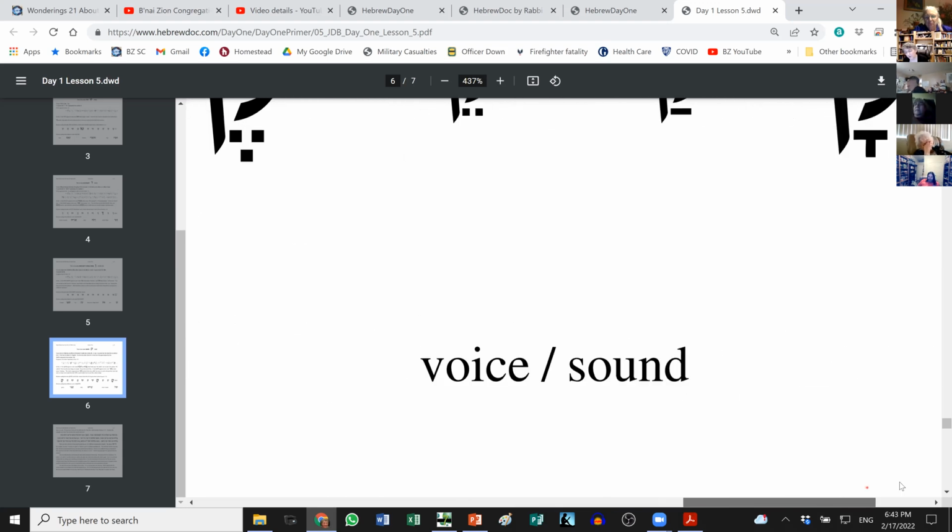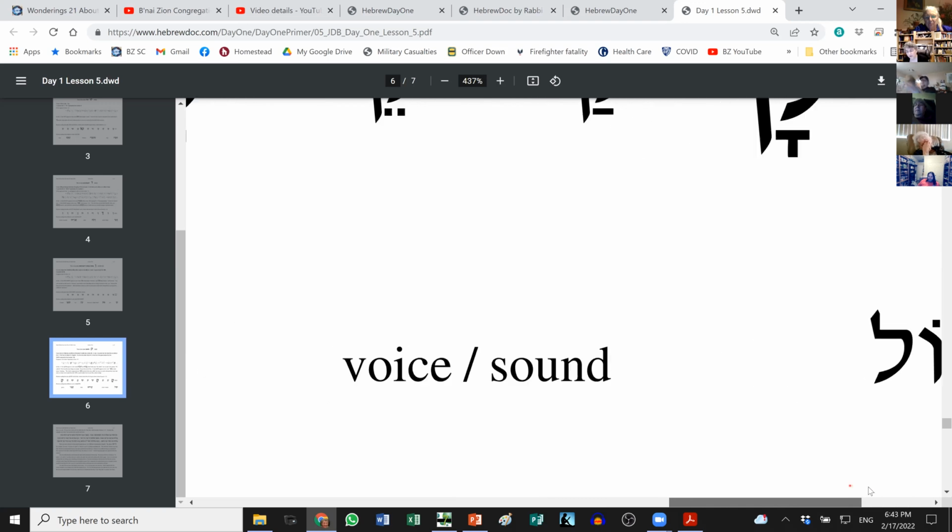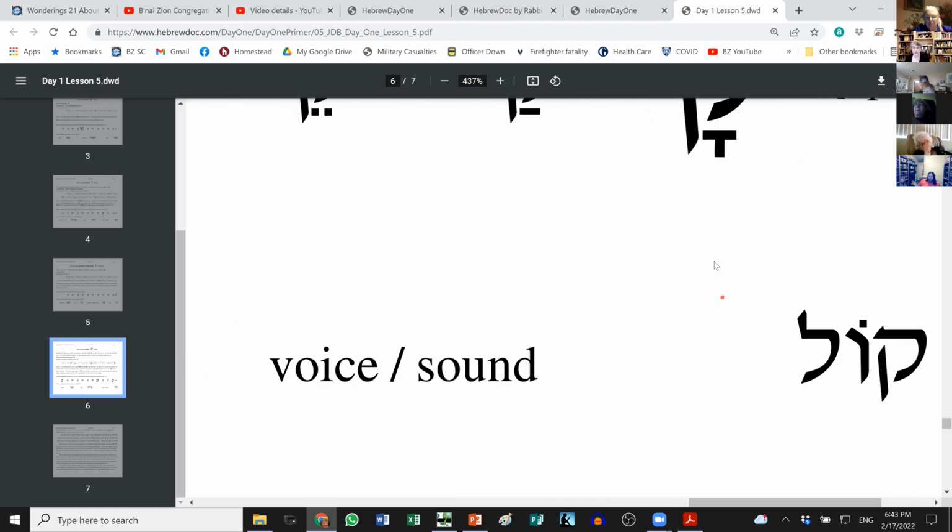This one means a voice or a sound. We just saw the word kol, which means all or every. This one is kol, which means voice or sound. You may have heard the expression kol shofar, the voice of a shofar. We talk about seeing the kol, seeing God's voice, when we were at Mount Sinai, that the voice was so big that we could see it, and it was so overpowering that we said, Moses, you deal with that, we can't do it.